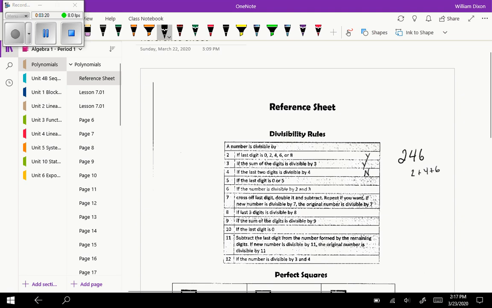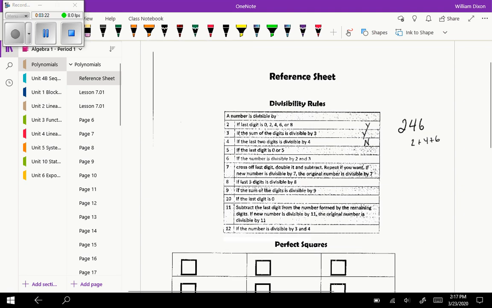If the last digit is 0 or 5, well, we know that obviously the last digit is 6, so that's a no. And divisible by 5, I remember back in the day, is pretty straightforward. If the last digit is 0, it's divisible by 5. If the last digit is 5, it's divisible by 5. All right, if the number is divisible by both 2 and 3, that is for 6. Well, that is true, so the answer is yes.